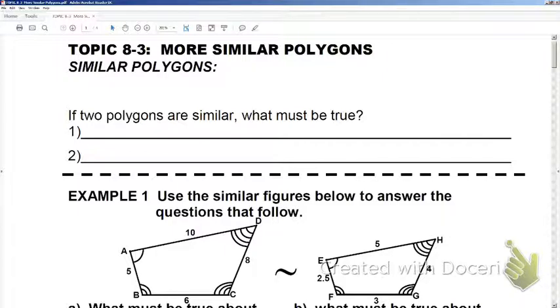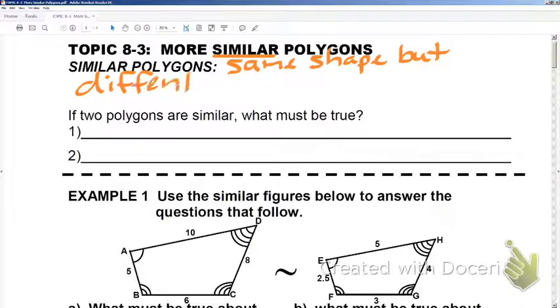Similar is a little bit different from congruent. Similar means they're similar in their shape, but they're different sizes. So these are the same shape, but different size. And their sizes are actually going to be proportional.